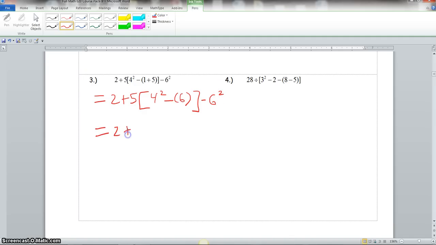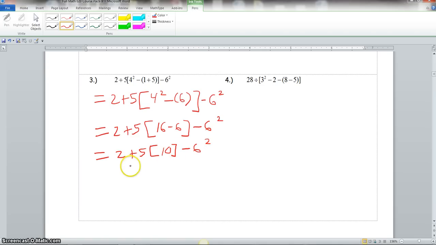Now, we will have 2 plus 5, bracket. Now we have an exponent, subtraction, and we can't do anything else with this parenthesis here. So 4 to the second power is 16, minus 6, bracket, minus 6 squared. Now we're still not done with this bracket. So we have 2 plus 5, and in this bracket we have 16 minus 6, which is 10. And we close this bracket, minus 6 squared. Now we can't do anything else inside this bracket.